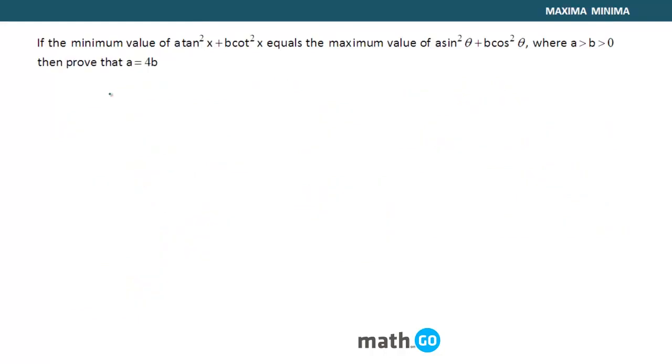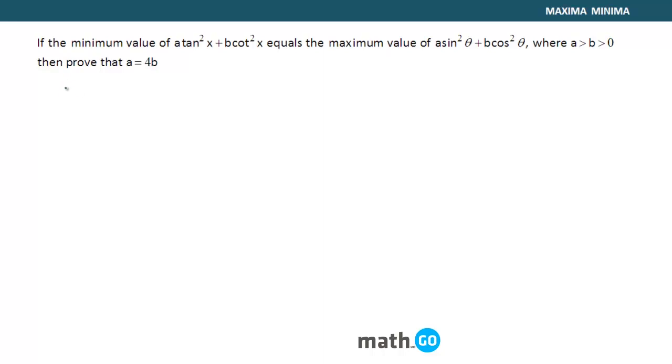Okay, now let's take the question. It says if the minimum value of this particular function a tan square x plus b cot square x equals the maximum value of the other function, where a and b are given in this relation that both are positive and a is greater than b, then you have to prove that a will be nothing but equal to 4b. Okay, let's see how we will do this first of all.